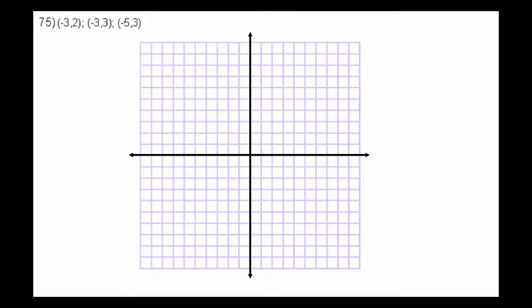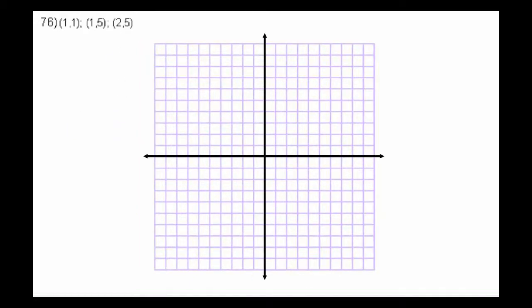Number 75. So let's plot our points again. -3, 2. -3, 3. And -5, 3. So this is just a tiny little triangle. Go ahead and connect them to make our right triangle. We know that the slope of the hypotenuse will simply be the leg, so that's 1, and that's 2. So we know slope is rise over run. So it went up 1 and over 2, but you can see that this line right here is up and to the left, so it has to be negative.